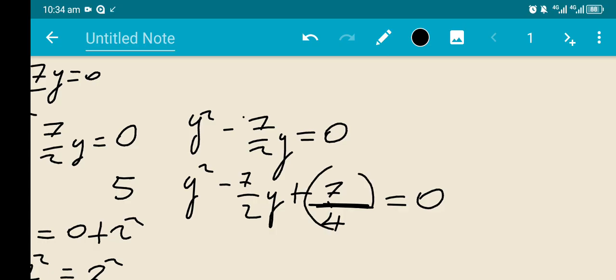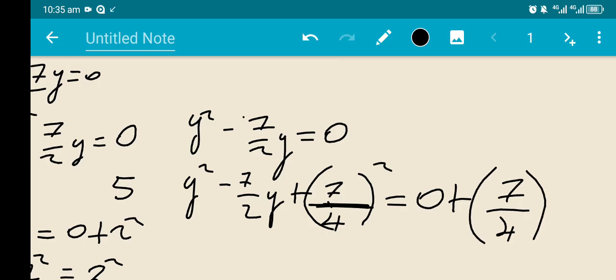Then we square it. And because we've added something on the left, the whole of 7 over 4 squared, let's do the same and add it on the right. So we say plus 7 over 4 squared.